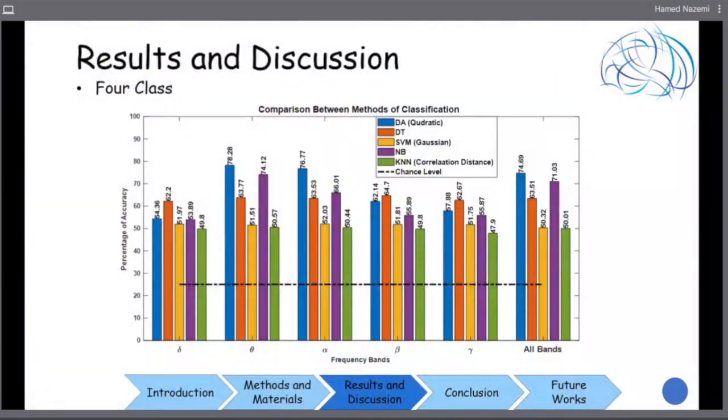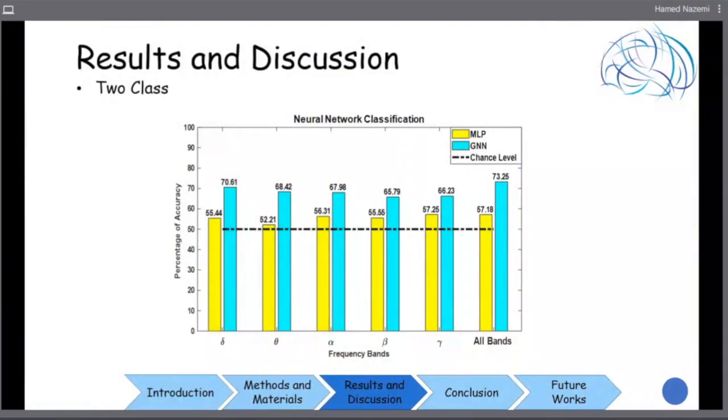This figure compares all resulting accuracies in 4-class classification using classic classifiers. Chance level is 25% because there are 4 classes. Results in this slide and the following slides are reported separately for each frequency band and each classifier. As you can see, the quadratic DA has the greatest accuracy in all bands.